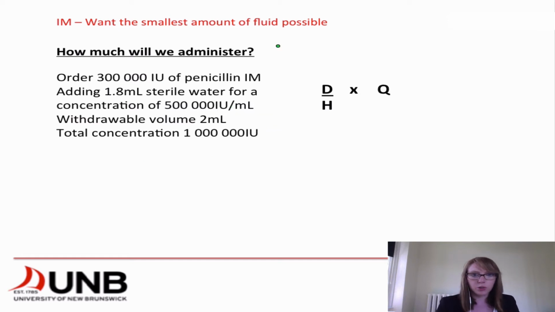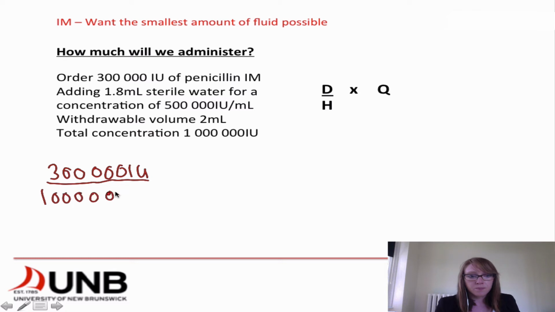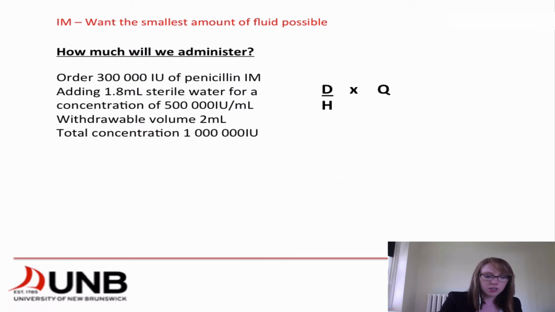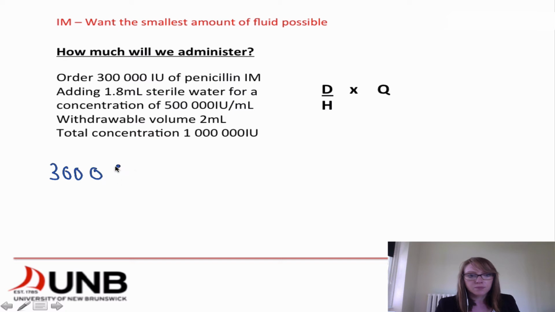So how about I show you the other way now? The exact same thing would happen if we were doing 300,000, which is our desired dose, over 1 million international units times 2 mils. If you didn't want to have that broken down, you could do the same thing, and your answer is going to be 0.6 mils. And one more way to show this, because people are different learners: if you don't want to do your D over H times Q, you can just simply cancel out your units.